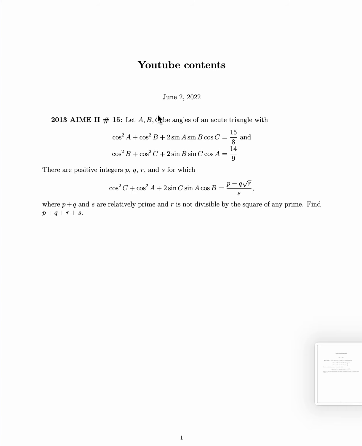We see a plus sign here, and if we turn it to a minus sign, with sine square A plus sine square B, then this looks quite familiar: it is the law of cosines. So now we try to generalize it. We can write 1 minus sine square A plus 1 minus sine square B, and then plus 2 times sine A sine B cosine C, and that is equal to 15/8.